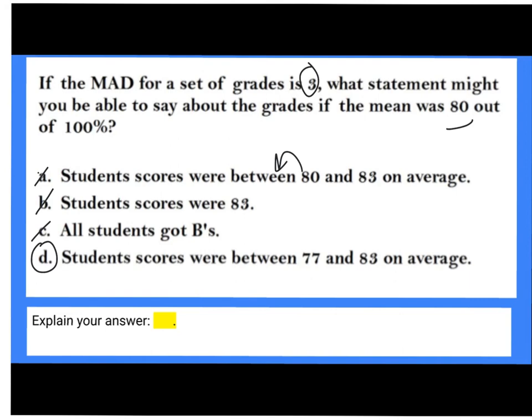So for your explanation, you could say the answer is D because the average is 80 and then you had 3 points above, 3 points below to figure out the spread of the data between 77 and 83. So go ahead and explain that one.